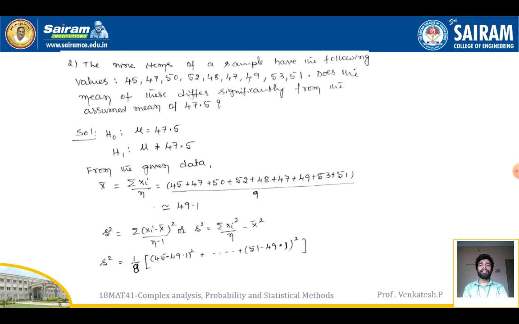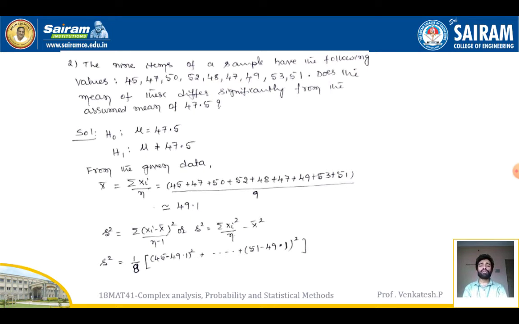Example number 2. The 9 items of a sample have the following values: 45, 47, 50, 52, 48, 47, 49, 53, 51. Does the mean of this difference differ significantly from the assumed mean of 47.5? So here we have to frame the hypothesis first. We have to check whether the mean differs significantly or not.